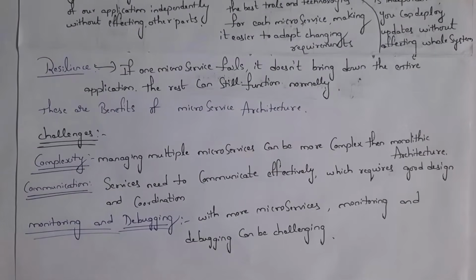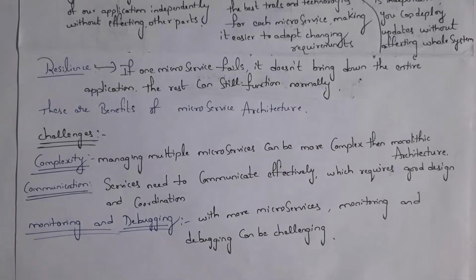These are the disadvantages of microservice architecture. First one is complexity. In monolithic architecture, complete data is stored in one place, so it is easy to manage the application. But in microservice architecture, there will be multiple microservices in different folders. So it is very hard to manage.